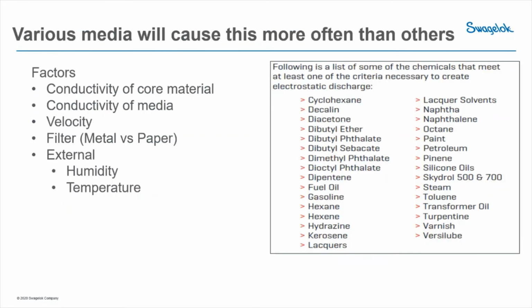And here are just a few factors that affect static dissipation or static buildup. One being the conductivity of the core material, certainly. I mentioned that Teflon is definitely an electrical insulator, so it's going to be an issue with that. Conductivity of the media. So you see this list of medias on the right. These are really what you need to look out for. So if you have that, you should almost default to a static dissipative carbon core hose.